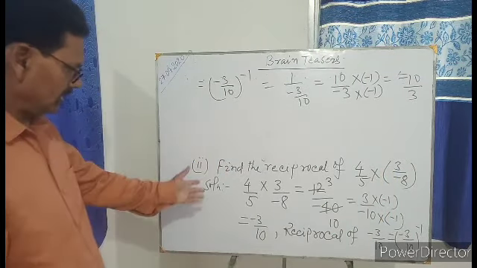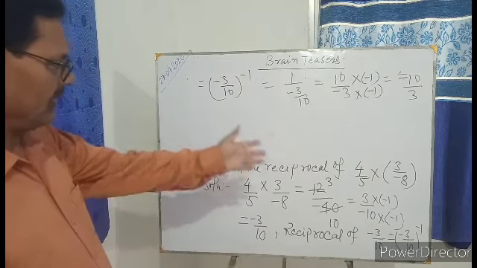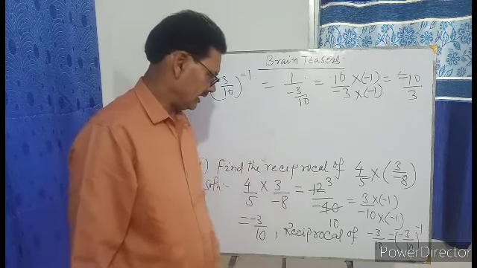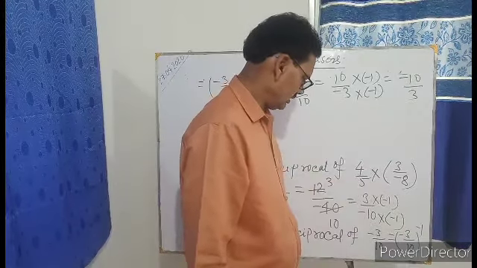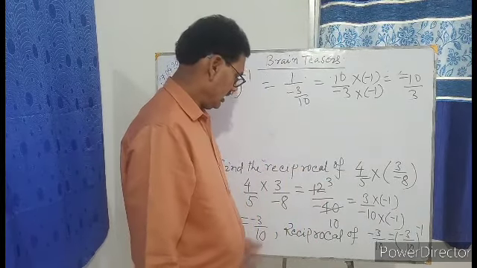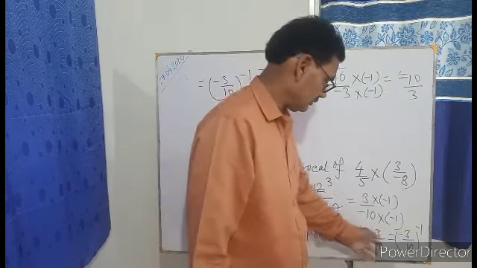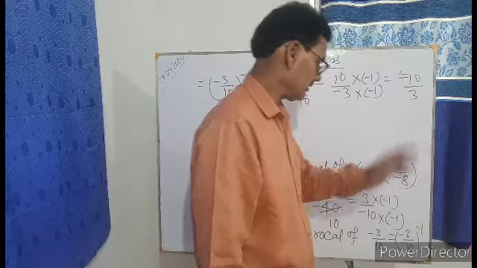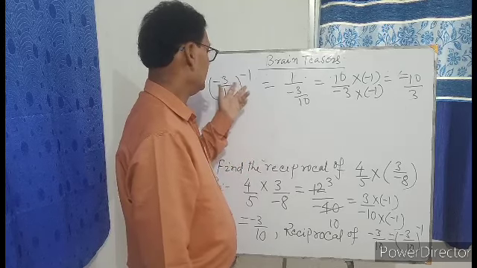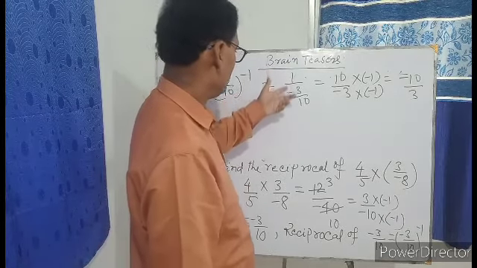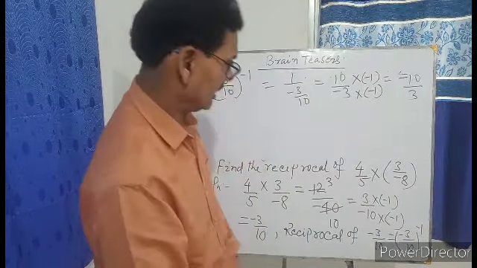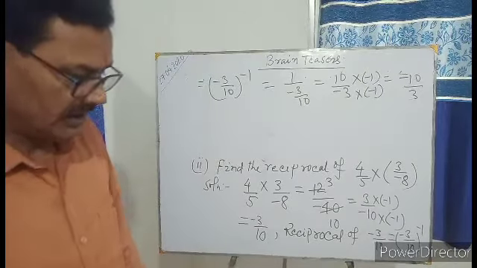So the reciprocal of 4 by 5 into 3 by minus 8: 4 3s are 12 by minus 40, we have divided it, and it is equal to 3 by minus 10, we have converted into standard form, and we are getting minus 3 by 10. Now reciprocal of minus 3 by 10 is equal to minus 3 by 10 whole to the power minus 1, and this will become 1 upon minus 3 by 10, that is minus 1 by minus 3 by 10, that is 10 by minus 3, that is converted as minus 10 by 3.